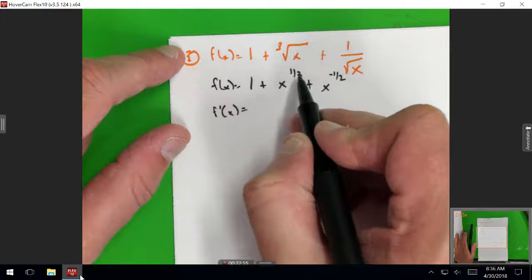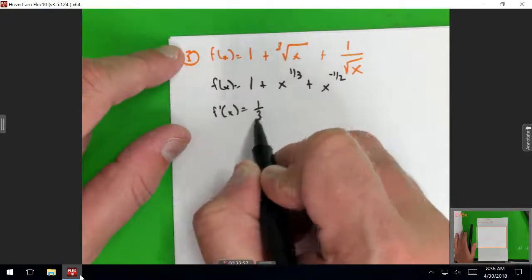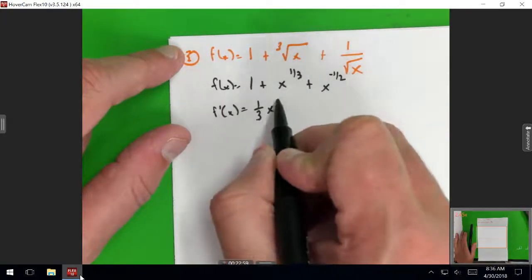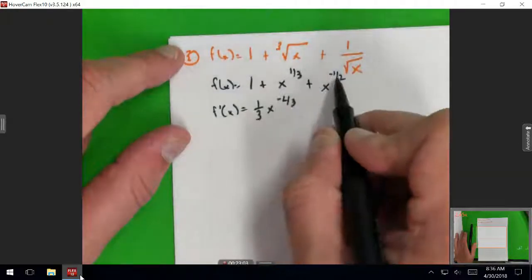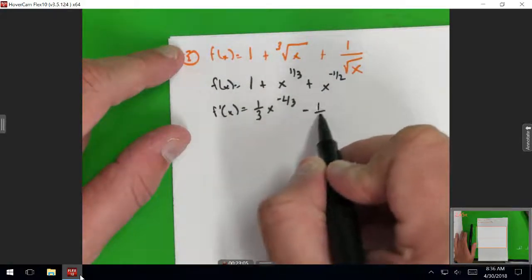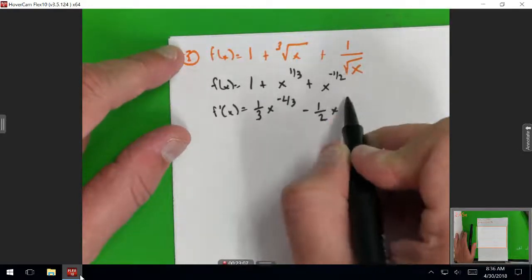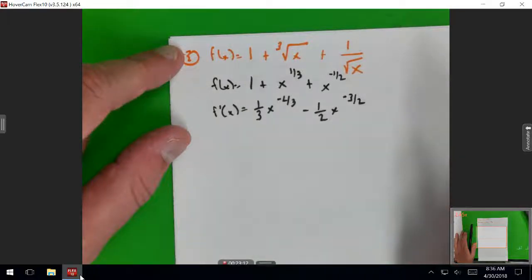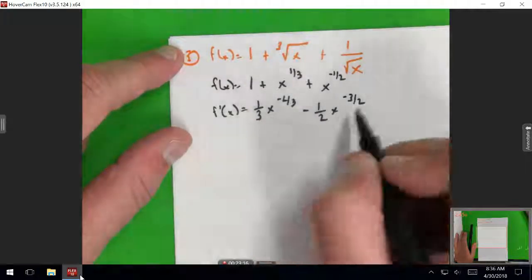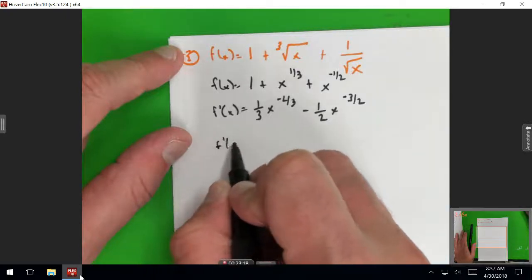Now, bring this down. 1/3 times 1 is 1/3. 1/3 minus 1 is negative 2/3. Negative 1/2 times 1 is going to be minus 1/2. Minus 1 would be what? Negative 3/2. Now, those are your derivatives. Now, in the end, we're going to rewrite it without the negative exponents.